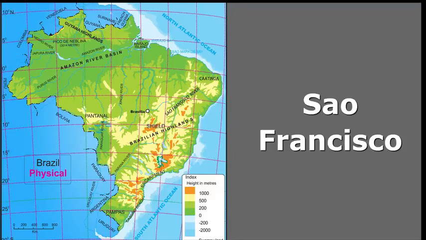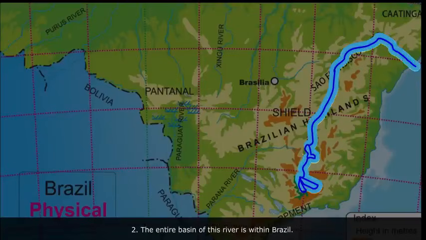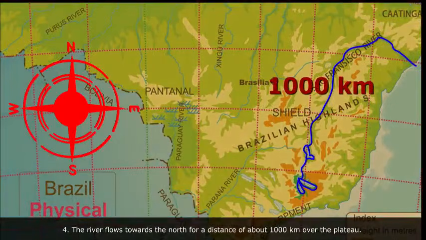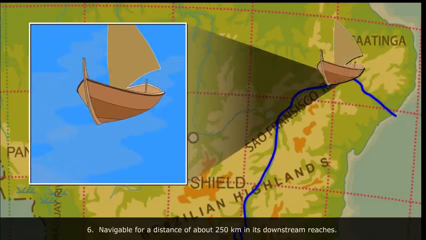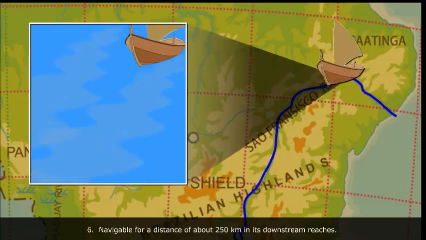São Francisco. 1. It is the 3rd important river of Brazil. 2. The entire basin of this river is within Brazil. 3. It occupies the eastern portion of the highlands. 4. The river flows towards the north for a distance of about 1000 km over the plateau. 5. Then it takes a sharp eastward turn to enter the coastal area along the Atlantic Ocean. 6. The river is navigable for a distance of about 250 km in its downstream reaches.